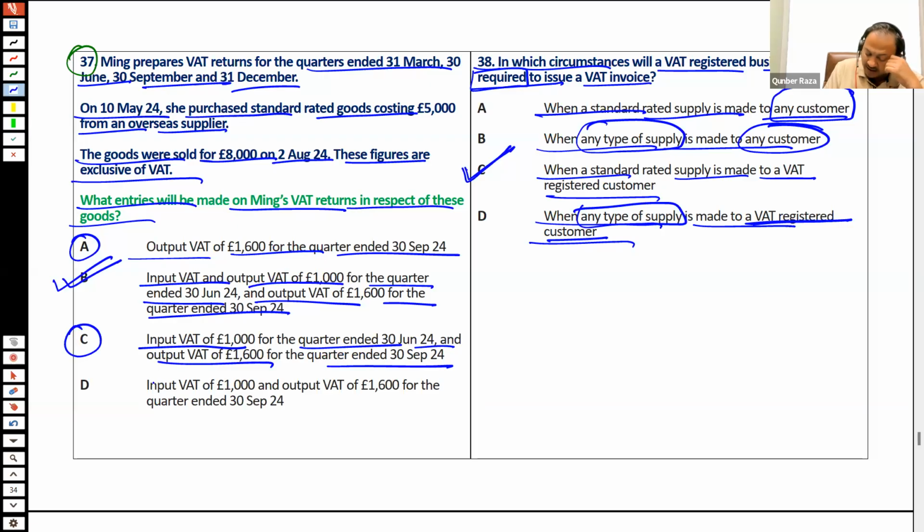This is also correct, but incomplete because it does not consider this aspect of VAT. Input VAT of 1,000, output VAT of 1,600 for the quarter ended. So this statement is factually wrong. So the only factually wrong option is D. A and C are not wrong, but they are incomplete. Option B is the only complete one.